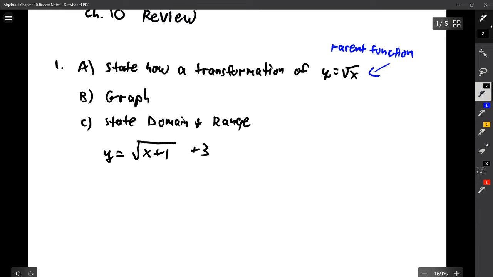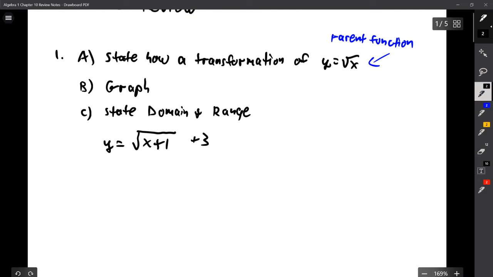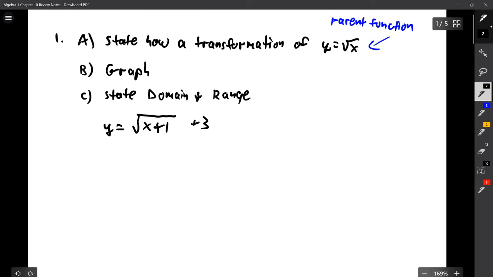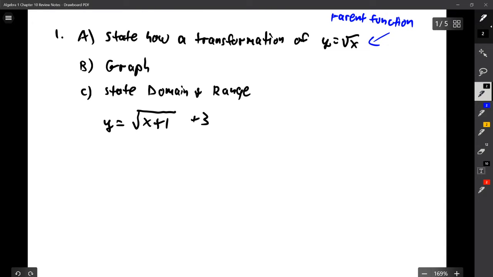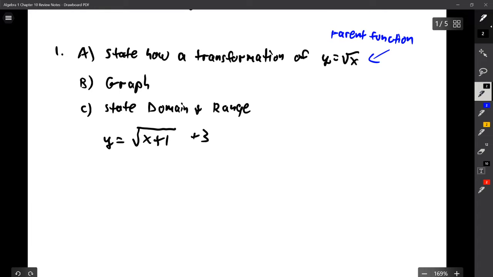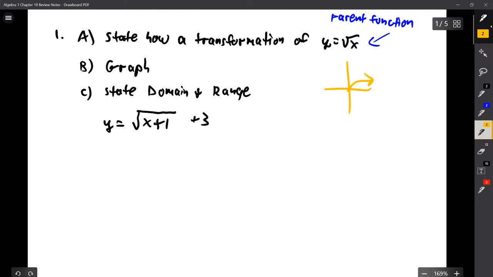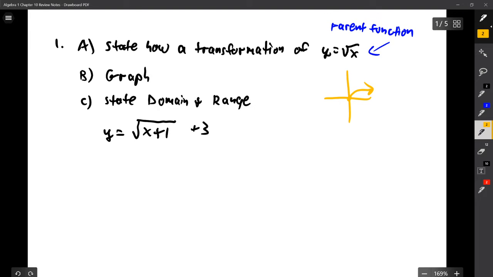plus 3. Now, one thing that I saw happening on the homework is some of you were not paying close enough attention to what is inside the square root versus what is outside the square root, and that makes all of the difference. Okay? So, our parent function, let me put that up here. Our parent function starts at 0, 0 and goes like that. It's like the top half of a parabola. Okay? So whatever we add outside of the square root, that will translate up 3 units.